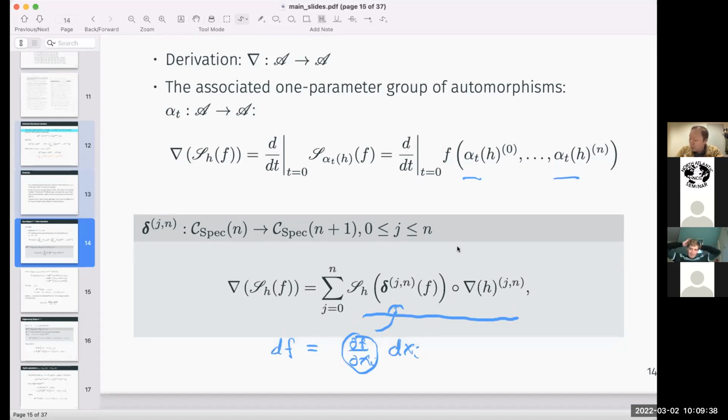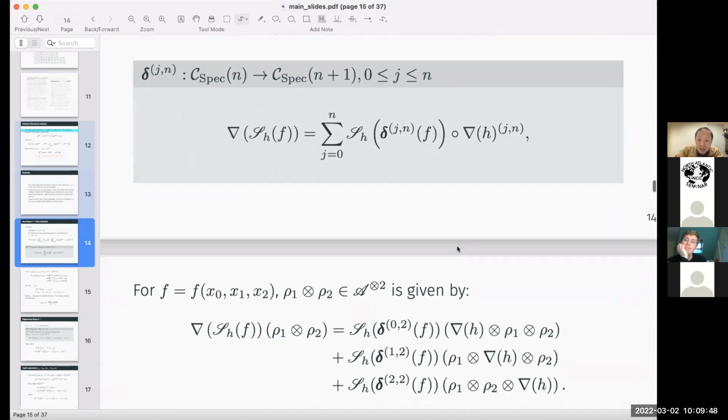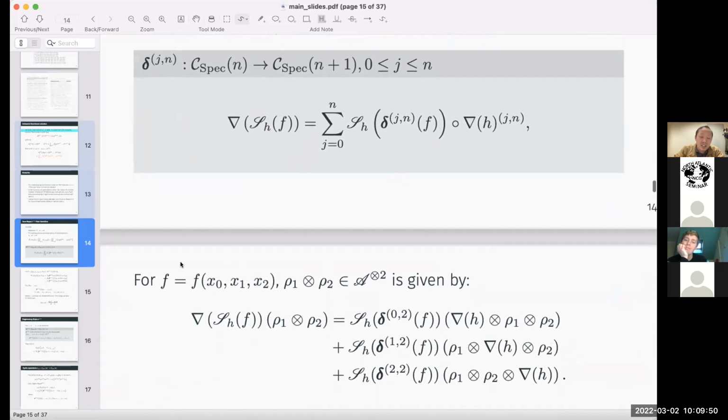So I think it's much better if I give you an example. Let me clear this. So let's take an example. F is a function of three variables, x0, x1, x2, right? So this will act on rho 1 tensor rho 2. Then you consider this variation, like you compute the derivative in t.